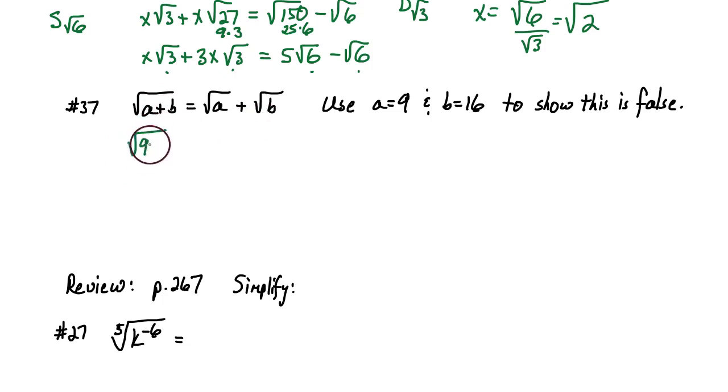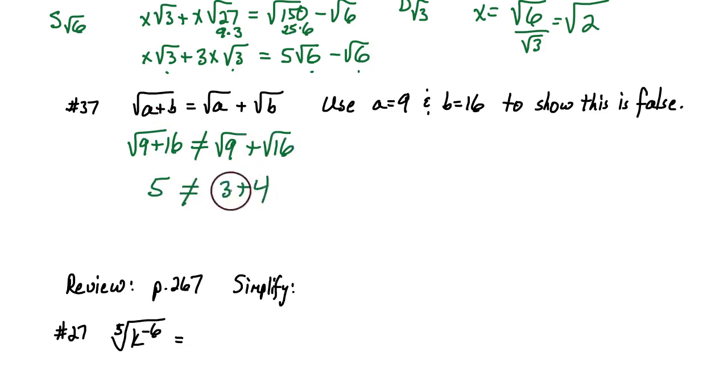This would be the square root of 9 plus 16. And again, we're trying to show that it's not equal to the square root of 9 plus the square root of 16. 9 plus 16 is 25, and the square root of 25 makes 5. But over here we have 3 plus 4, which is 7. So you can see how when you have these two things added together, it is not okay to split it up into two adding terms.